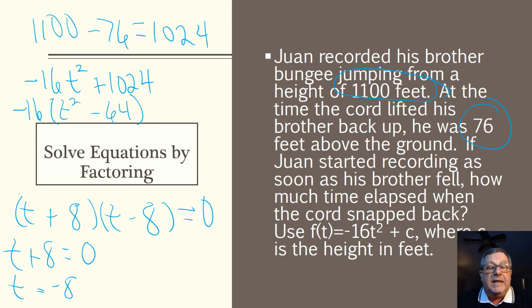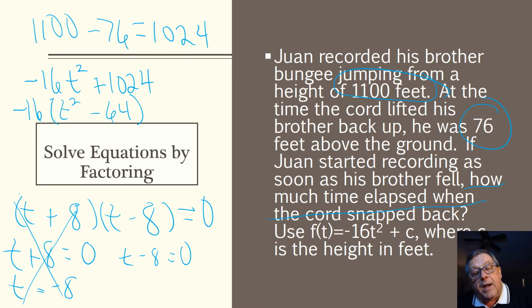But we're dealing in time, and with time, it can't be negative, so that's not a solution to the problem I've been asked, which is how much time elapsed. So let's solve the other side. T minus 8 equals 0. We're going to add 8 to both sides. So t is equal to 8.